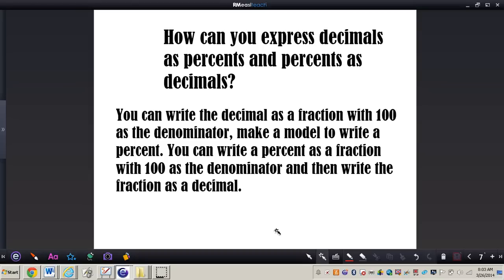Okay, so this is how you can relate decimals and percentages. If you have any questions about this concept, please come and see me.